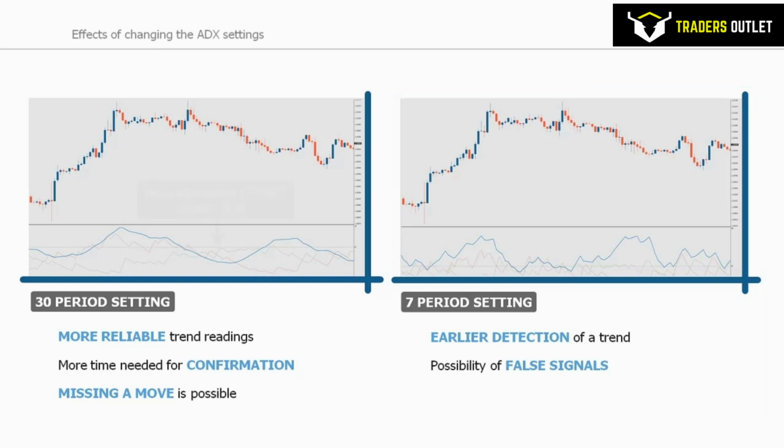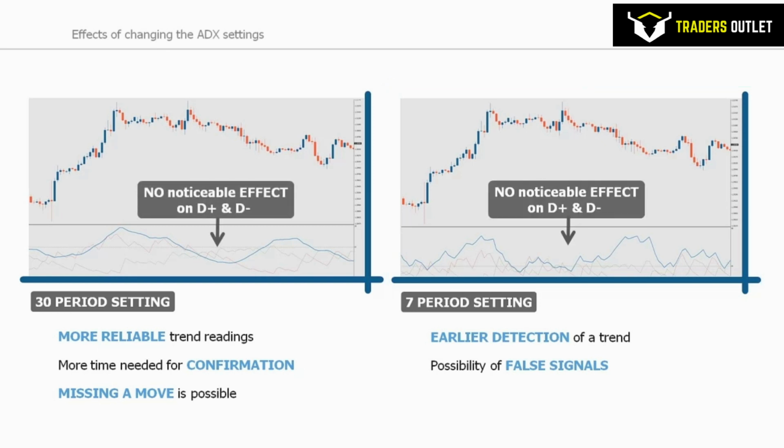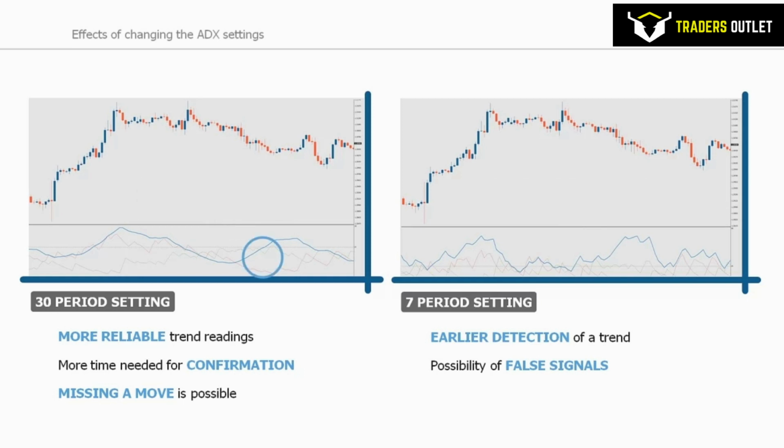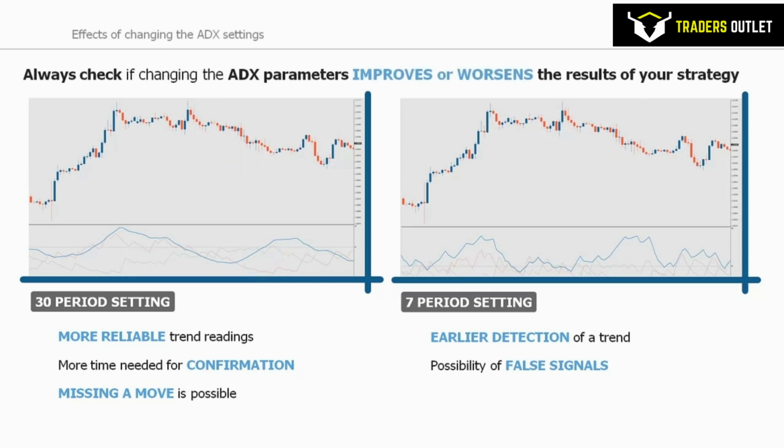It is important to note that the effect of the D+ and the D- lines are usually not noticeable when the period settings are adjusted, as the overall reading is the same. In this example, you can clearly see the D- line is below the D+ line, which indicates a downward trend, regardless of the differences in period settings made to the indicator. When changing the parameters of the ADX, it is important to test whether your changes are actually improving or worsening the results of your strategy.